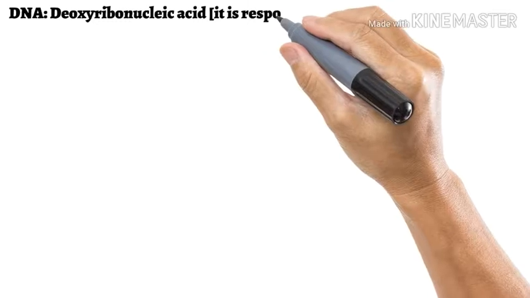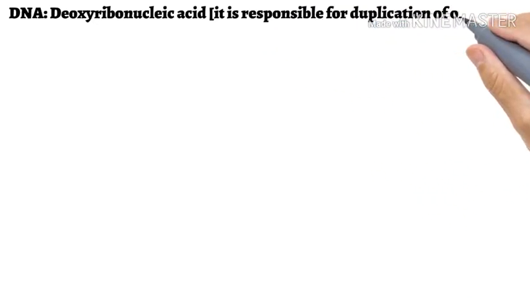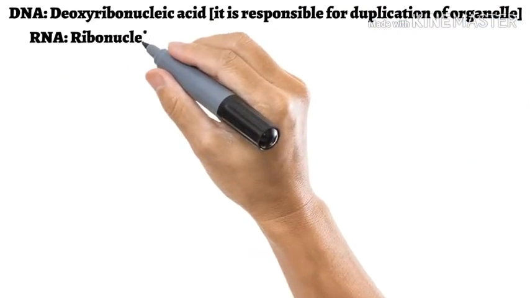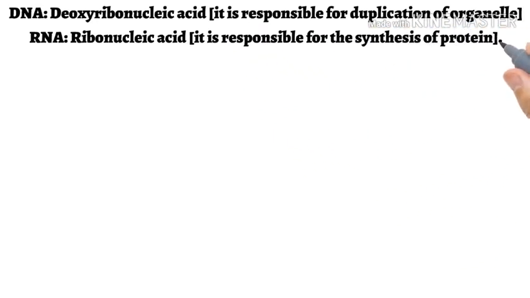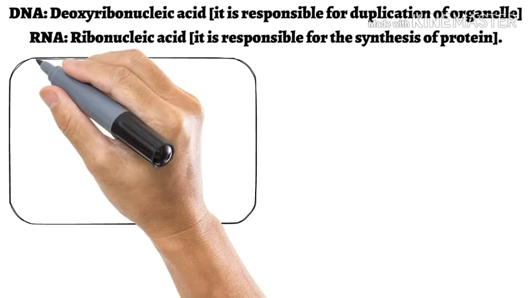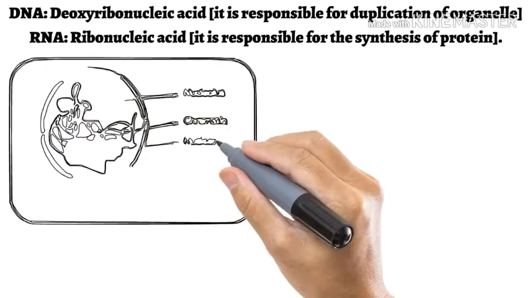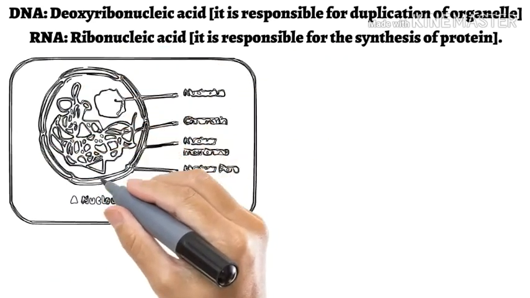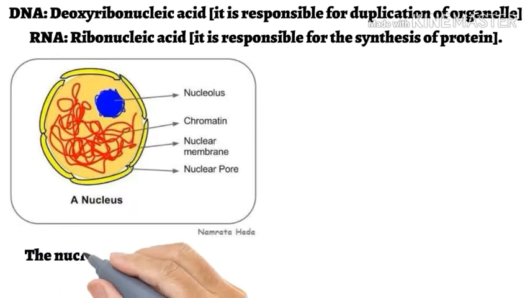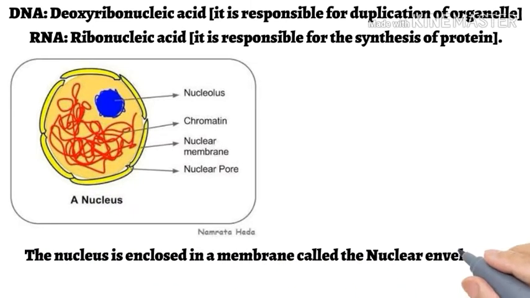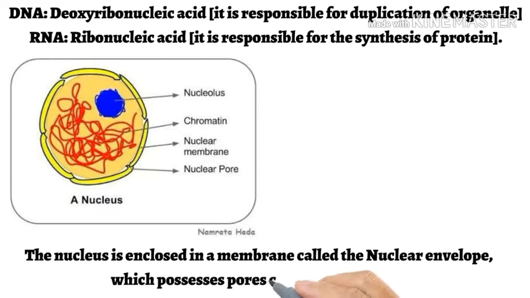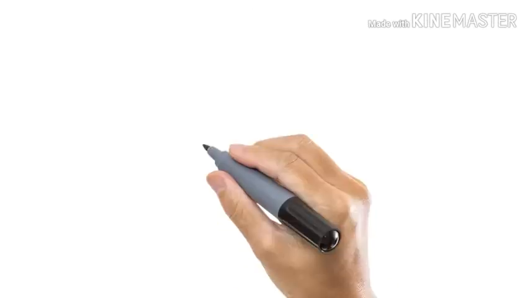The full meaning of DNA is deoxyribonucleic acid, and its function is for duplication of organelles, or let's say replication, while RNA means ribonucleic acid, and its responsibility is to synthesize protein. The nucleus is enclosed in a membrane called the nuclear envelope or nuclear membrane, which possesses pores called nuclear pores.